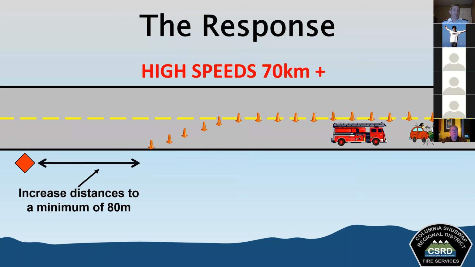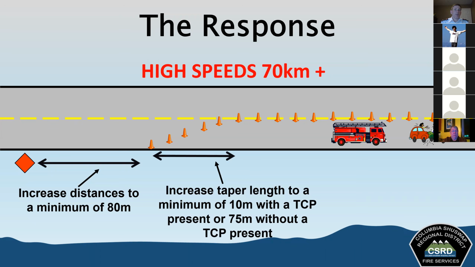If it ends up that 80 meters puts the sign right in a blind corner, we're not going to put it in that blind corner. We're going to take it further out past the corner where it can be seen. If it puts it on a section where it can't be seen because of the grade of the hill, we want to bring it down that hill a little bit so it can be seen, right? So we want to increase the taper length for these high-speed roads to a minimum of 10 meters with a traffic control person present, or 75 meters if there isn't a traffic control person present.